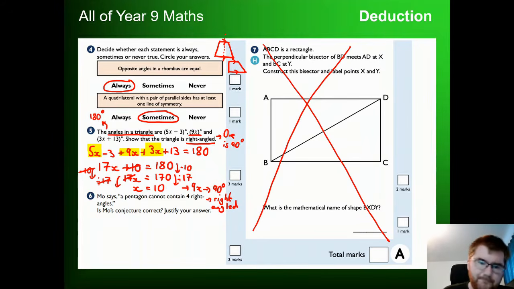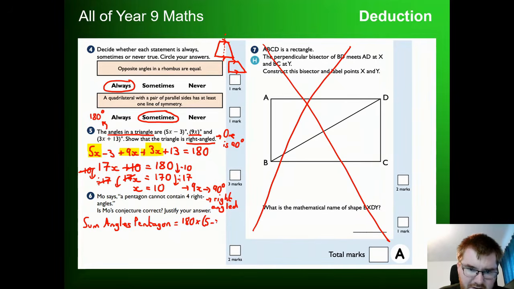of this slide. Now Mo has come back, and has said a pentagon cannot contain 4 right angles. Is Mo's conjecture correct? Justify your answer. The first thing we need to do here is the sum of angles in a pentagon. To work this out, there is a formula. We do 180 times the number of sides in a pentagon, which is 5, minus 2. If we do this, we'll get 540 degrees.